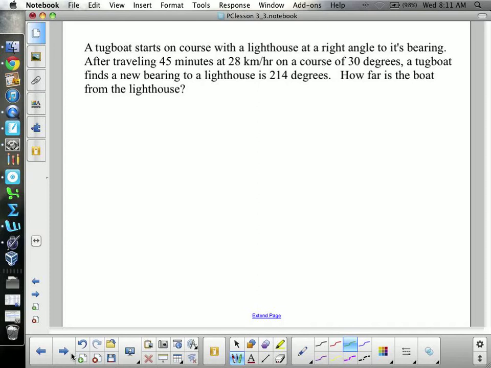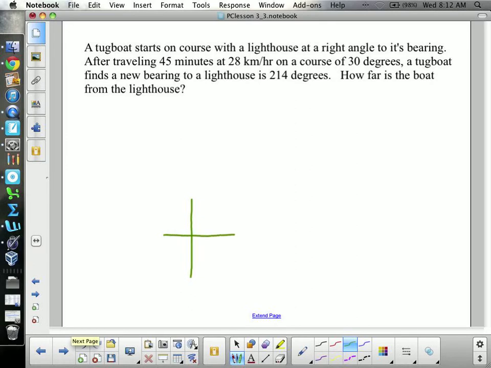Tugboat starts on a course of the lighthouse at a right angle to its bearing. After traveling 45 minutes at 28 kilometers per hour on a course of 30 degrees, the tugboat finds a new bearing to the lighthouse of 214 degrees. How far is the boat from the lighthouse? Here's where we need to start. Okay?